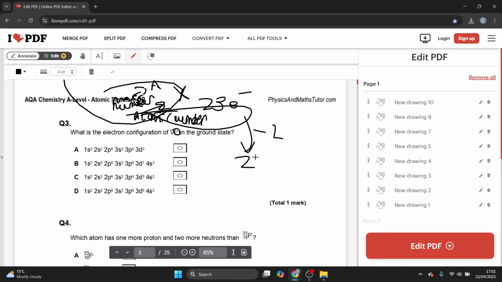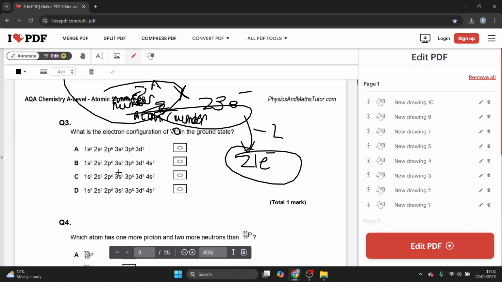If I'm going to have 21 negatively charged electrons, which one could it be? Well, if I add these all up... No. I think a better thing is for me to just draw out V originally.